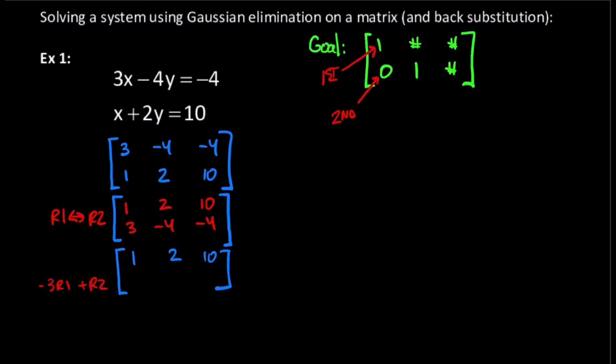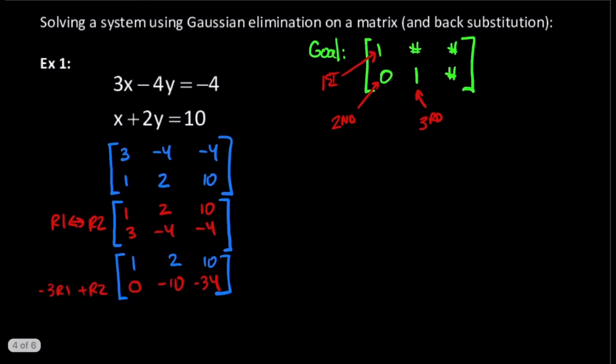Okay, well, -3 times 1 is -3 plus 3. That gets me the 0. -3 times this is -6 minus 4 is -10. -3 times that is -30 minus 4 is -34. All right, so now, once I've gotten a 1 here and a 0 there, which I have, now I get this. That is always done third, if it's a two-variable system.